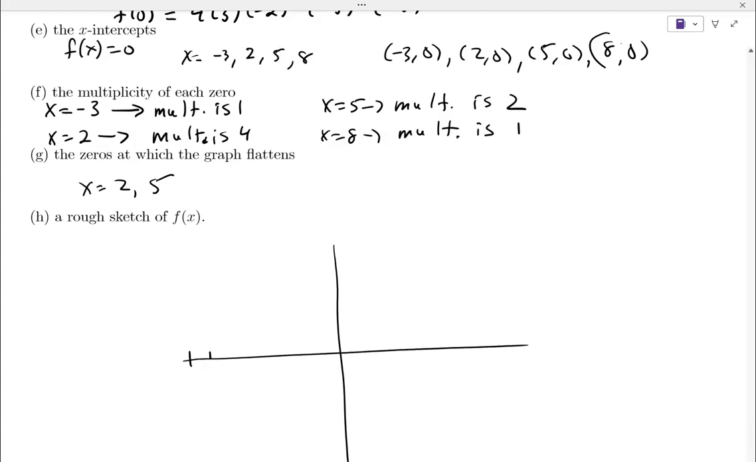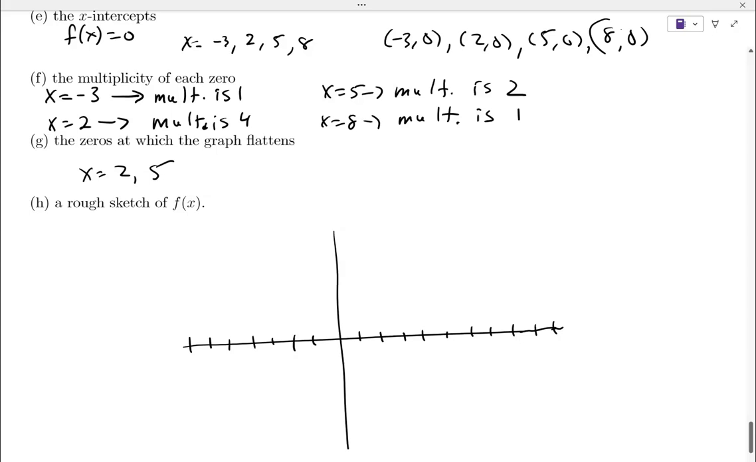Let's see. 1, 2, 3, 4, 5, 6, 7. 3, 4, 5, 6, 7, 8. Not looking for perfection. We're looking for a rough sketch. Literally rough. Okay. And what else did we have? It was negative 38,400. Okay. So we've got a point at negative 3, 0; 2, 0; 5, 0; 8, 0; and 0, negative 38,400.